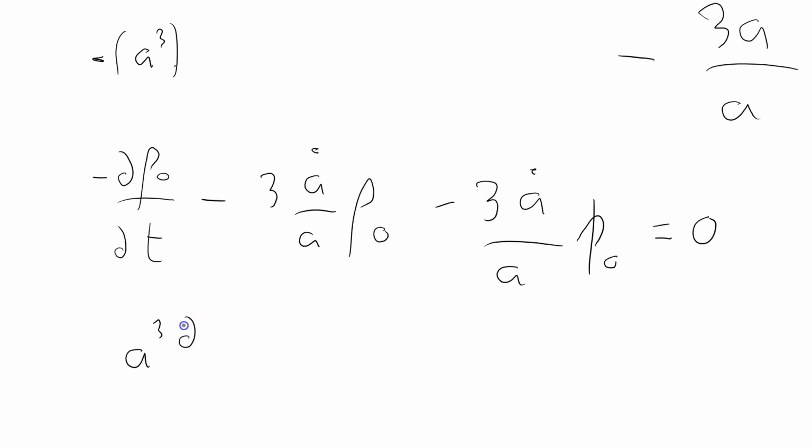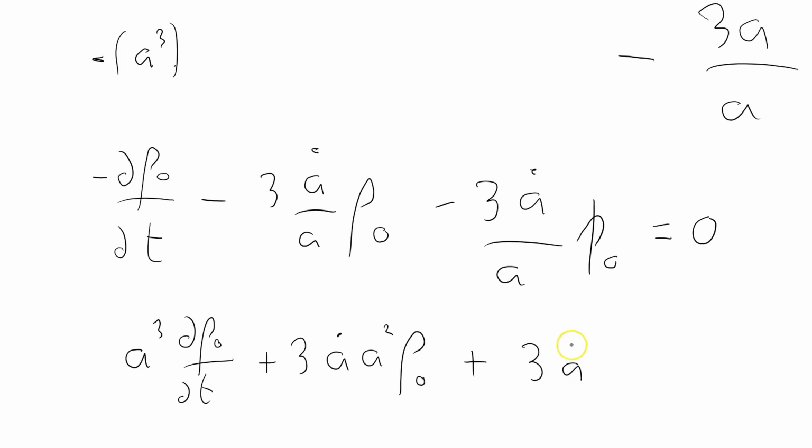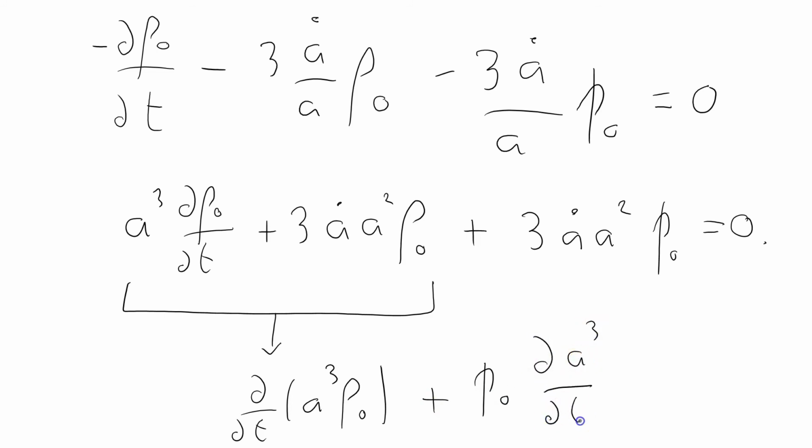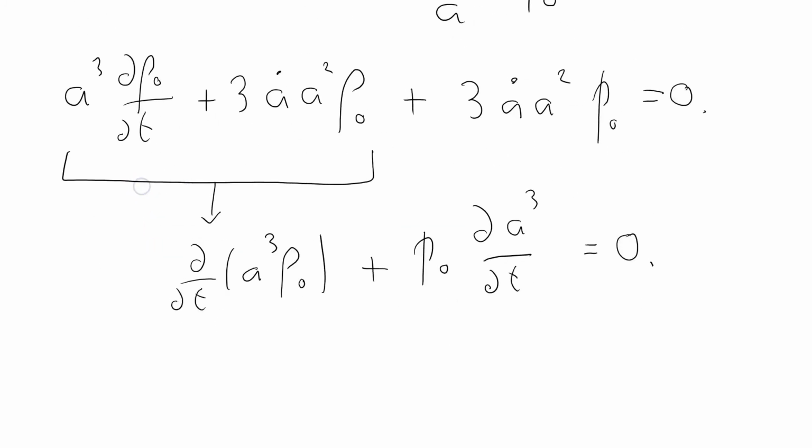So we've got a³ ∂ρ/∂t plus 3a²ȧ ρ plus 3a²ȧ p0 equals 0. Now I'm going to observe that that equals ∂/∂t of a³ρ0 plus p0 ∂a³/∂t equals 0. And that is our equation of state for the cosmological fluid using the coordinate system that we have chosen. In particular, r is a co-moving distance, a co-moving radius.